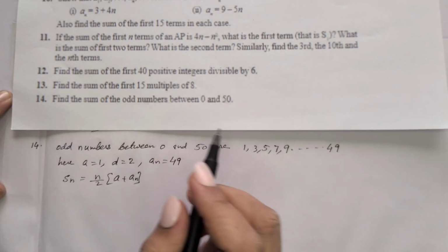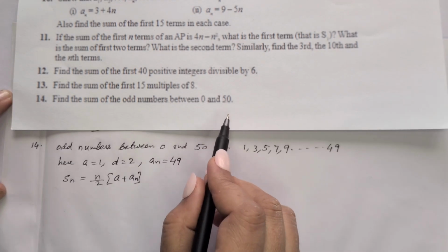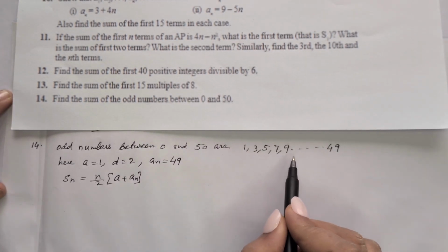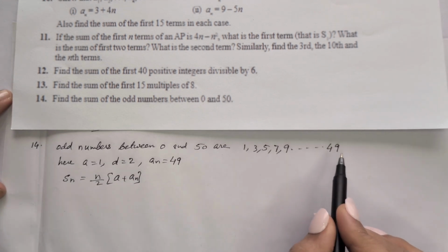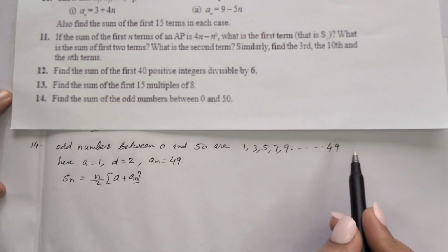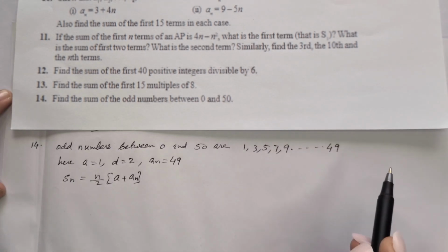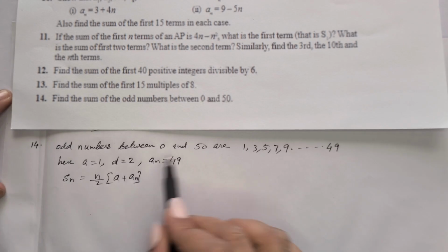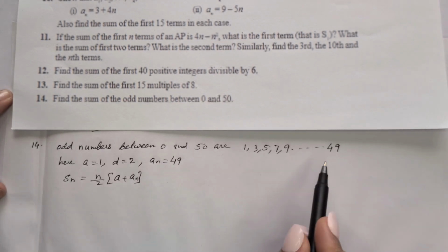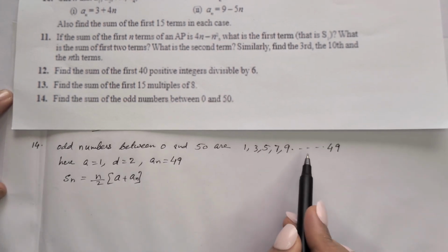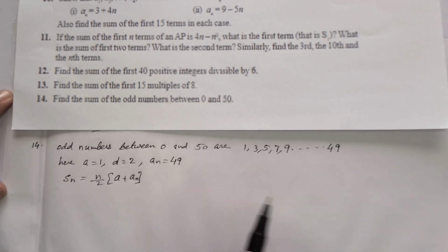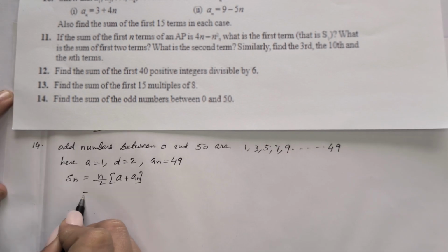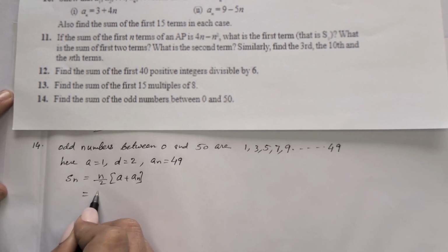Question number 14. Find the sum of the odd numbers between 0 and 50. Odd numbers between 0 and 50 are 1, 3, 5, 7, 9, etc., and just before 50, 50 is an even number, the odd number before 50 is 49. So here we can take A is equal to first term as 1, common difference 2, last term in this sequence An is equal to 49. Then sum Sn is equal to n by 2 into A plus An, which is equal to n by 2 here.